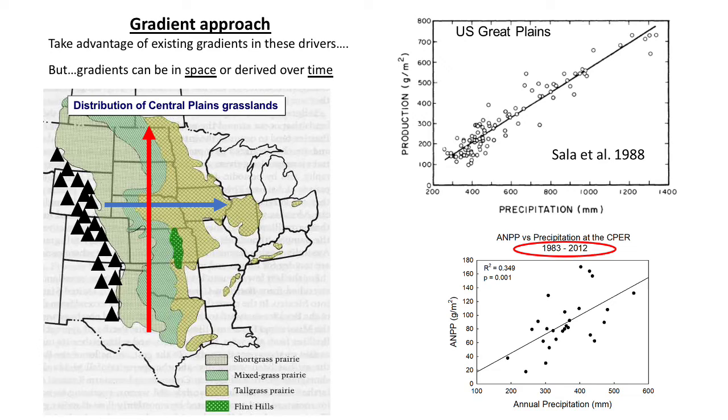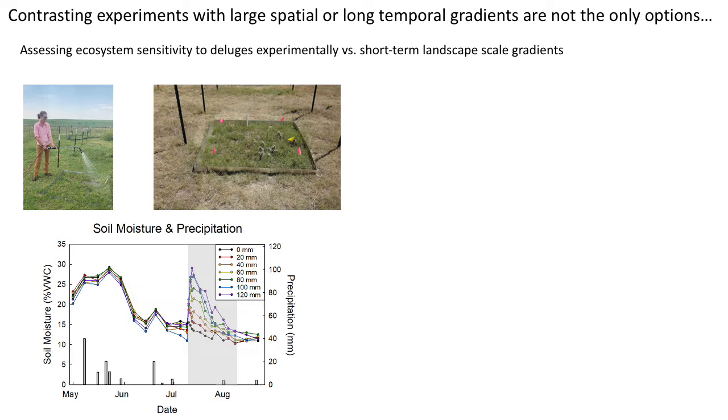But you can also pick a particular place in the Great Plains, and you can monitor things like interannual variability in precipitation and interannual variability in aboveground net primary production, ANPP, indicated here. And you can also develop a relationship between the two. So you can do it both spatially and temporally. And we can contrast experiments with these, and I'll show you some examples of those, but they don't always have to be large spatial or long temporal gradients. There are other gradients one can take advantage of.